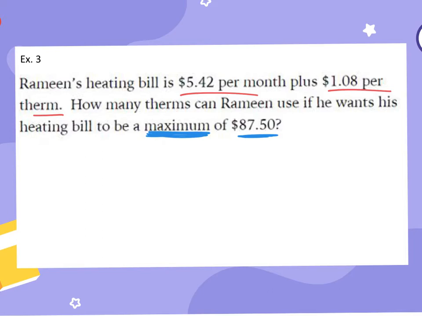How many months is that going to be for that heating bill? Wouldn't it just be our monthly bill? So 1 month. Okay, so when it says $5.42 per month, we're not actually going to put a variable behind that because it would just be 1 month. And $5.42 times 1 is just going to be 1. So the amount of money I'm spending is just going to be that $5.42 plus $1.08 per therm. What variable do we want to use for that? X. Okay.